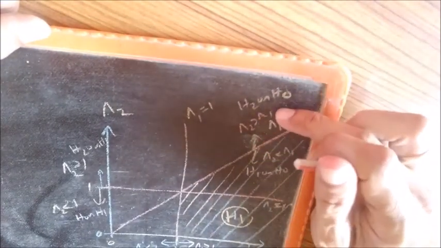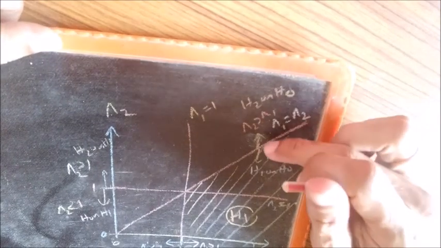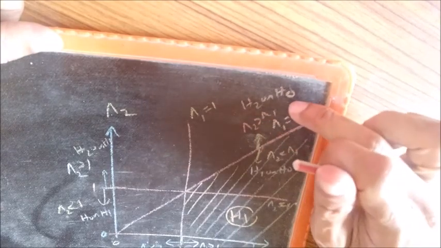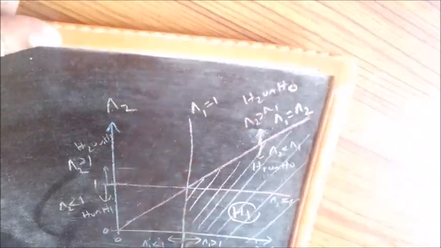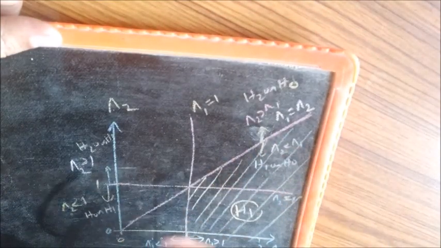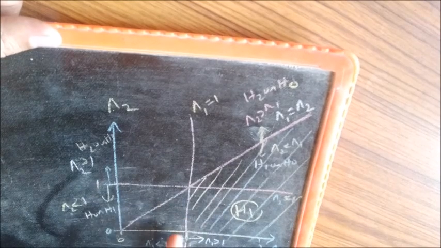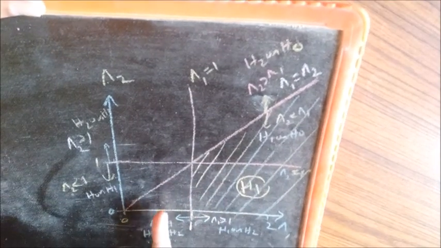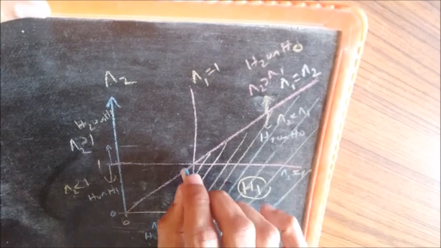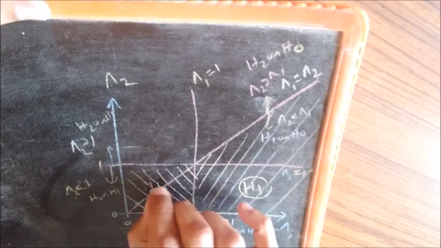So above this line, it is either H2 or H0, because when we compare lambda 1 with lambda 2, we say that if lambda 2 is more than lambda 1, it is H2 or H0. I made a mistake here, I have corrected it now. So either side of this line is for H0, below this line it is for H0 or H1, and on this side of this line, it is H0 or H2. So H0 is common in this region, which means that this region is for H0.